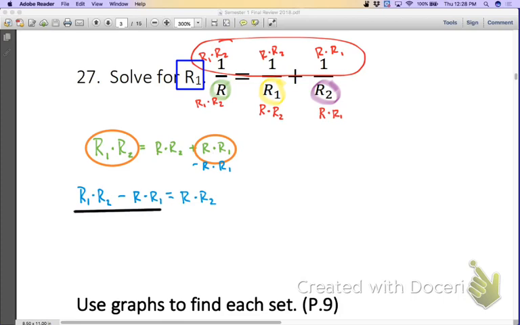Once you get everything over here, what you're going to have to do is factor out an r sub 1. Okay, because I have an r sub 1 in both terms. So then what I'm going to do next is going to be r sub 1 times r sub 2 minus r equals r times r sub 2.